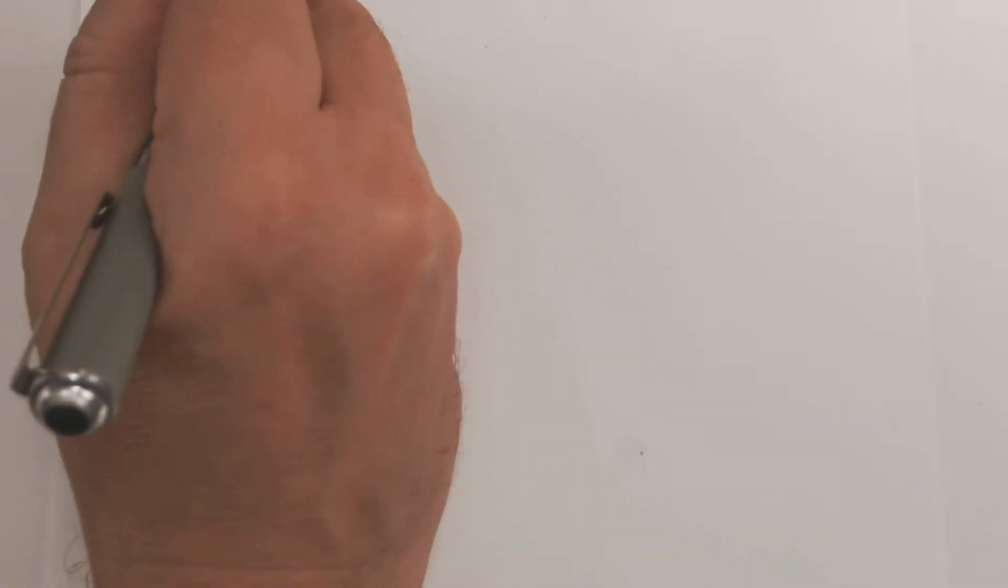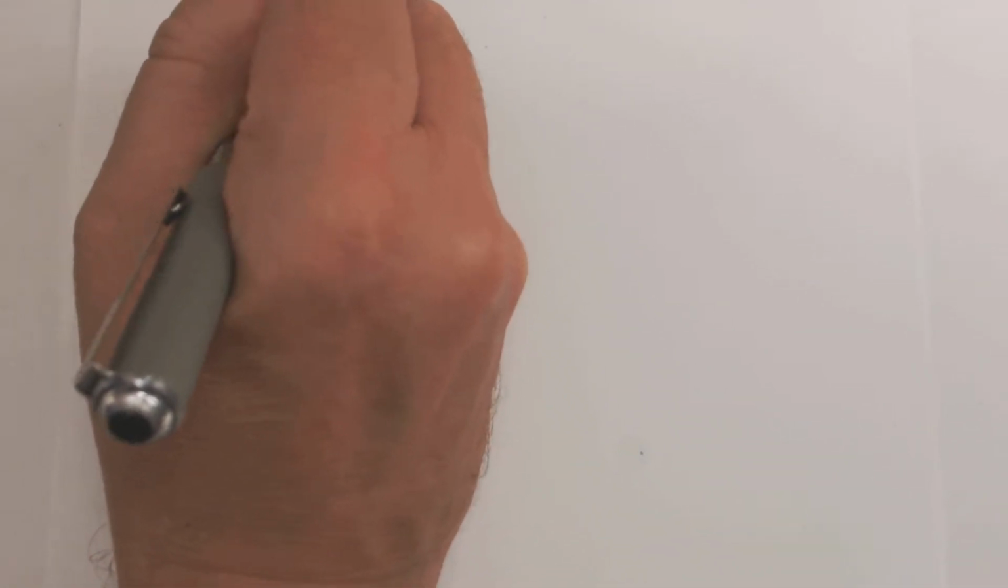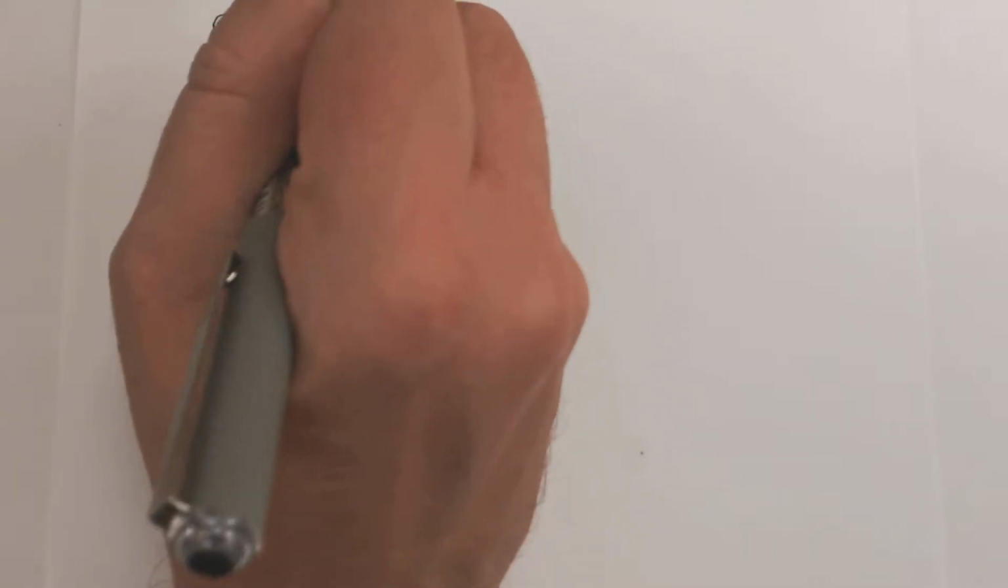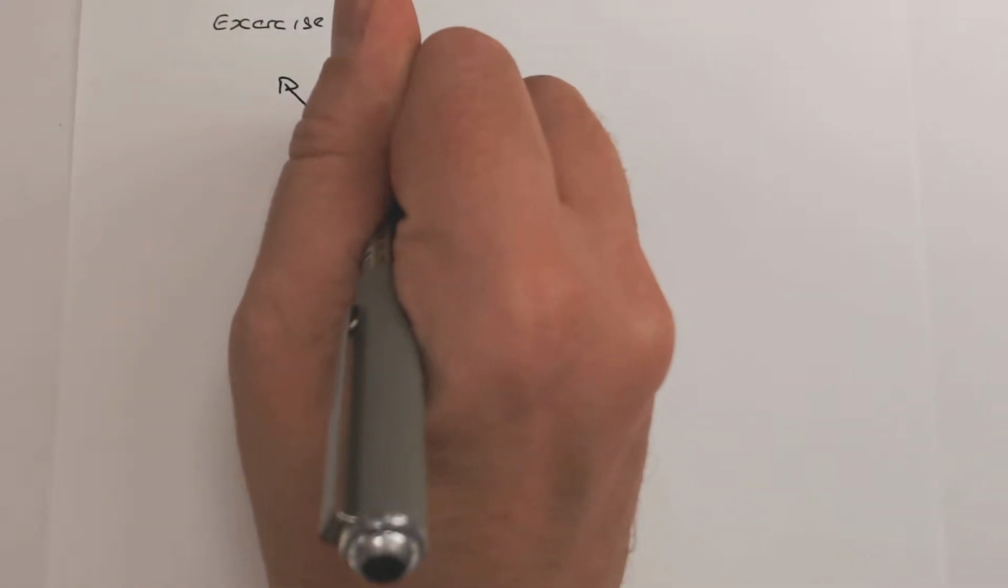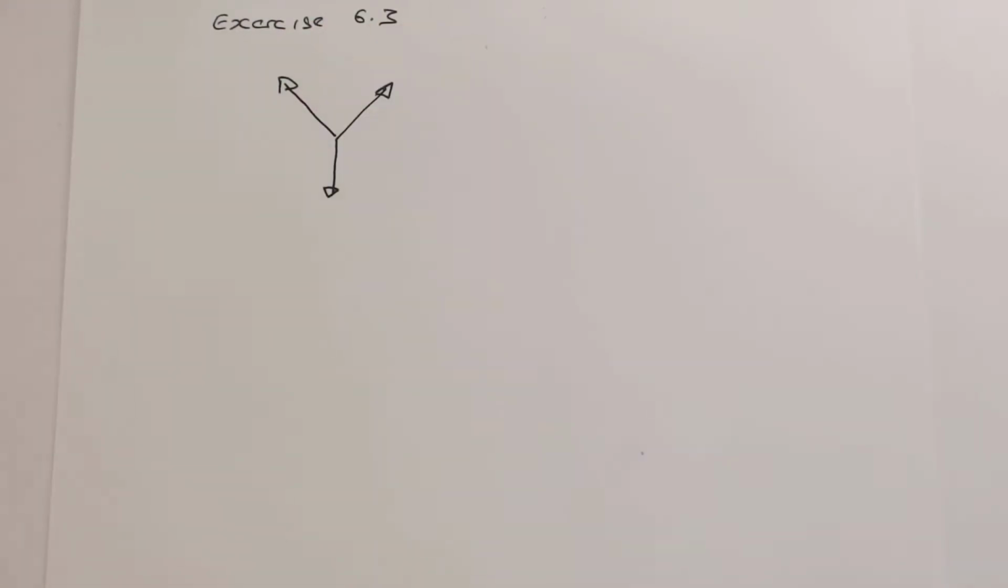Okay, so now we're going to do exercise 6.3. So the first thing we're going to do is make this into a free body diagram. So I'm only going to draw the forces that I'm interested in, although probably I should have done a space diagram to work out angles.